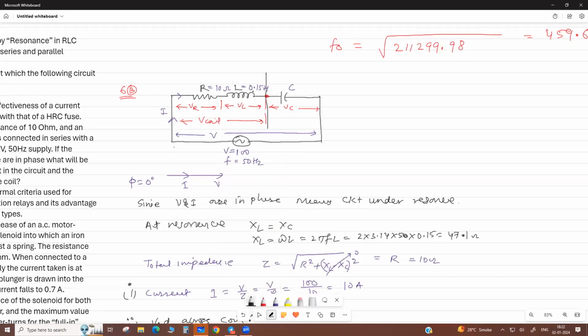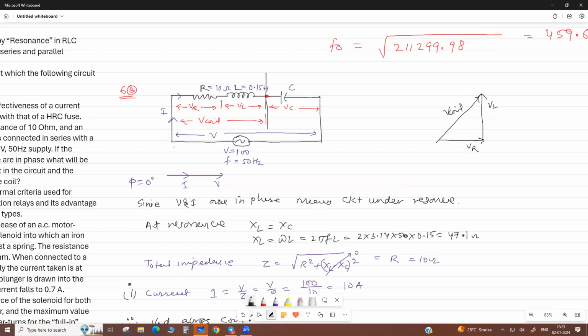So it is a series RL circuit. Now, this is the voltage across R, VR, and the voltage across L is perpendicular to this, VL. Their vector sum will give you V coil, the total voltage across the coil.